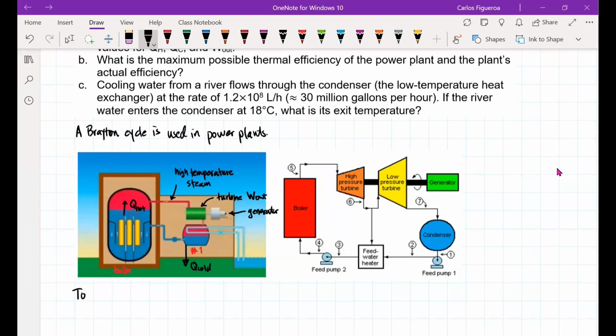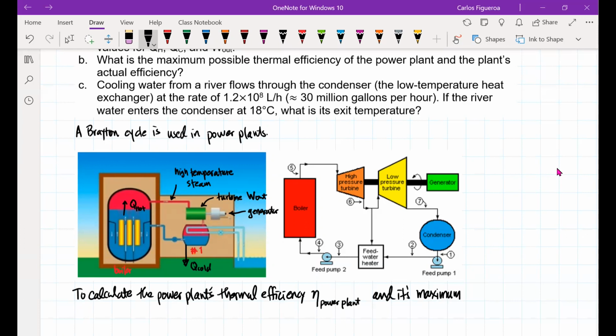So to calculate the power plant's thermal efficiency, which is eta, and I'm going to call that of the power plant, that's the plant's thermal efficiency, and its maximum efficiency, this is the efficiency of the Carnot cycle.